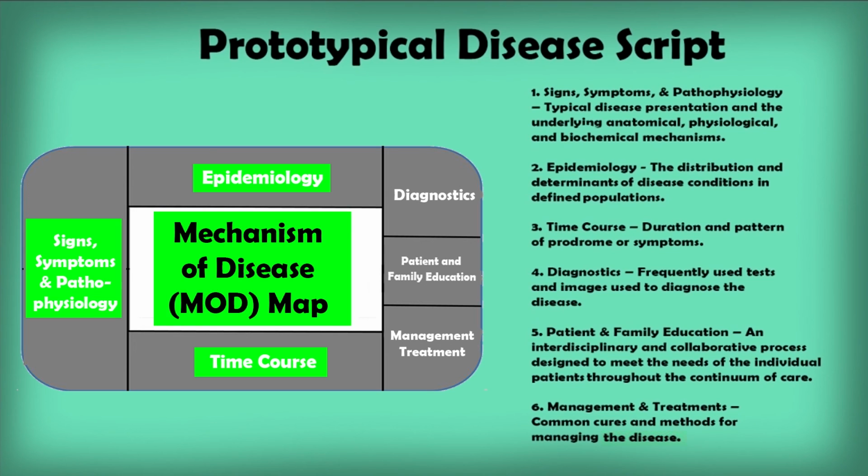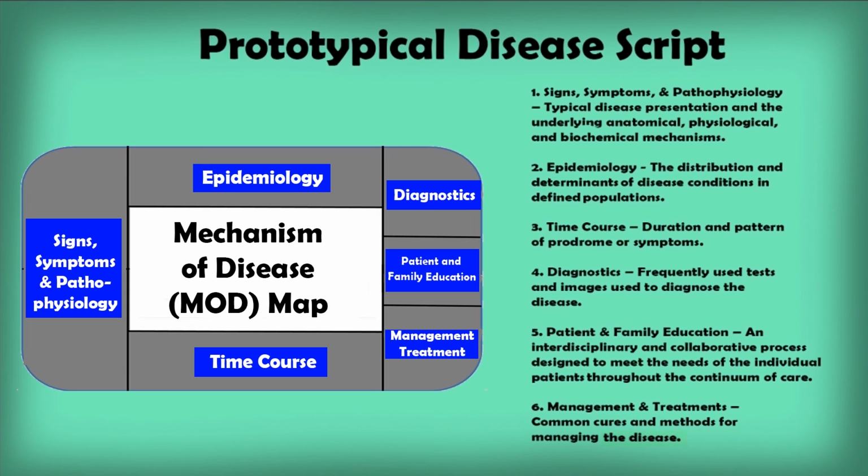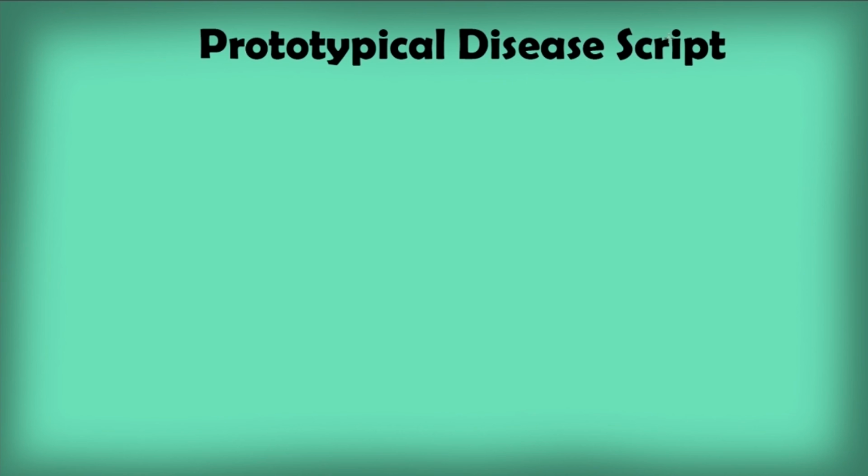In HB3, you will build on the mechanism of disease maps and prototypical disease scripts for various respiratory disorders by elaborating knowledge of the prototypical signs, symptoms, and underlying physiology, as well as synthesizing knowledge about epidemiology and the time course of each disorder. In S3, you will continue to build on your knowledge of respiratory disorders by synthesizing information about diagnostics, patient and family education, and the management and treatment of each disease.